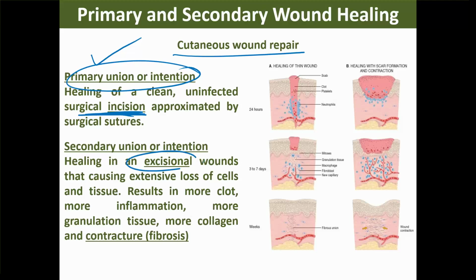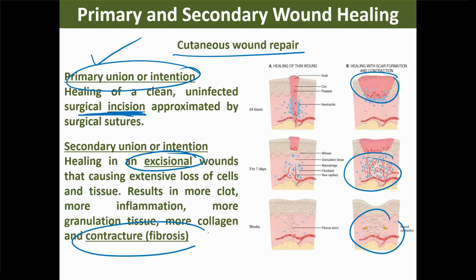In an excisional wound, if they are removing a large area, that will produce more clot, more inflammation, more macrophage, more growth factor, more collagen, that results in fibrosis and that results in contracture. So contracture is the side effect of secondary union. Examples are removal of teeth, removal of tumor, or burn injury. These are all examples of secondary union, or secondary intention of wound healing.